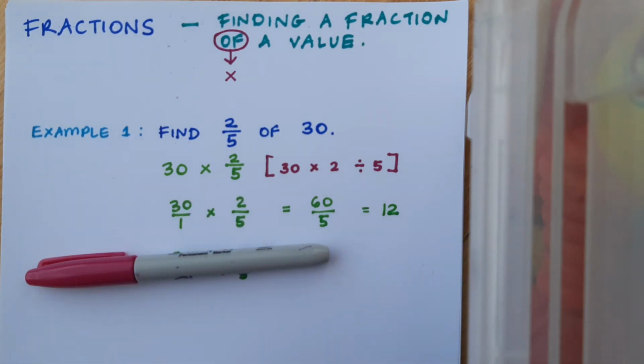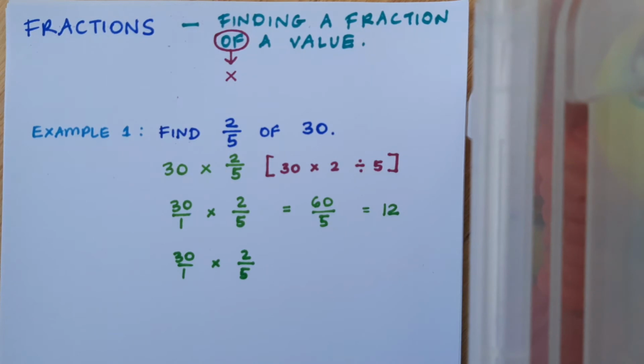In this example, I left my cancelling until the end, but I can do my cancelling earlier in the question if I like. So let's try this again, but cancelling to start with. Because I'm multiplying these two numbers together, I can cancel any number in either of the numerators with any number in either of the denominators. So I can see a match between 30 and 5. Now 5 will go into 30 and 5 will go into 5. 5 goes into 30 6 times and 5 goes into 5 once.